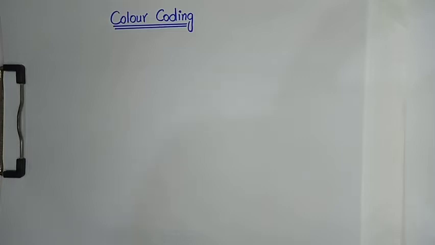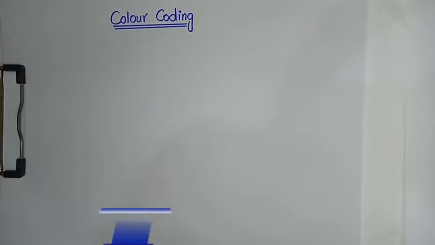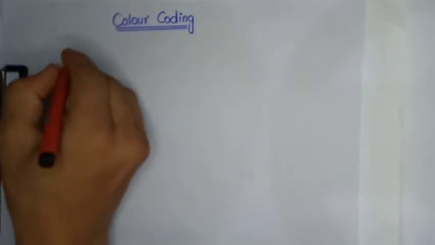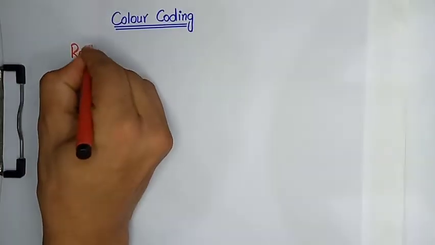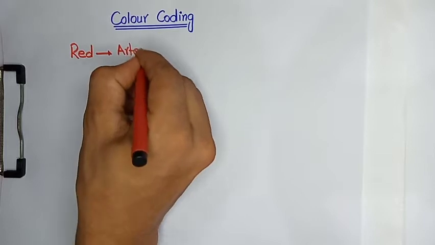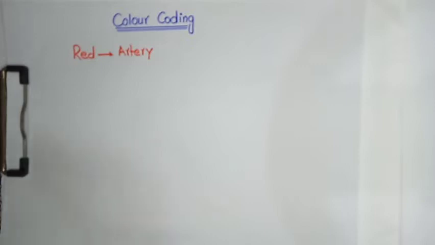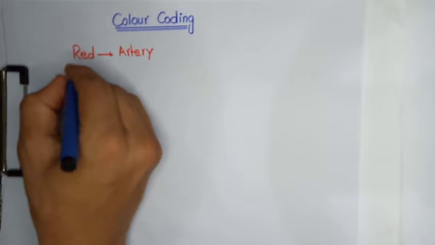Now, the choice of color. Color coding is important in making anatomy diagrams. There are specific colors for making anatomy diagrams to represent different structures in anatomy. First, the red color is used to represent artery. You can also make the lumen of the artery, big arteries, red.